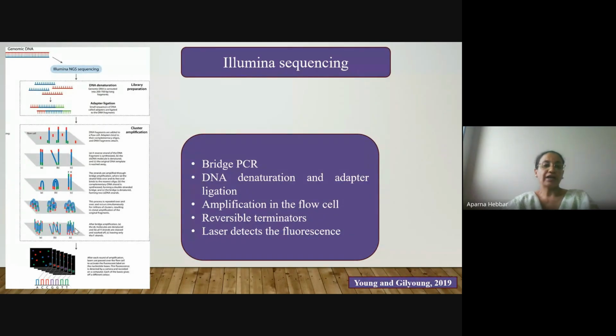And by this time, what happens? In each round of amplification, lasers are passed over the flow cell to activate the fluorescent label on the nucleotide base. The fluorescence is detected by the camera and recorded by a computer, and each base gives a different color of fluorescence. Thereby base calling, or color to base identification, can be done. So this is the idea behind Illumina sequencing.